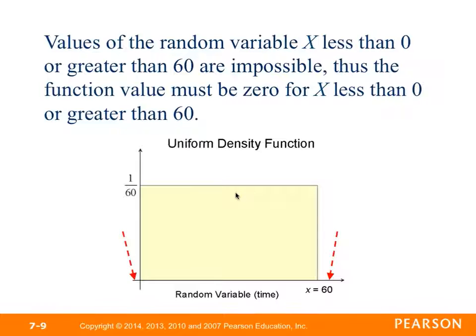Values of the random variable x less than 0 or greater than 60 are impossible because we know our package is going to arrive between 10 a.m. and 11 a.m. So the function must be 0 for x less than 0 or greater than 60. So we're not going to have it arrive before 10 a.m. It's not going to arrive after 11 a.m. So all of these probabilities are going to just be 0. So they're considered impossible events.